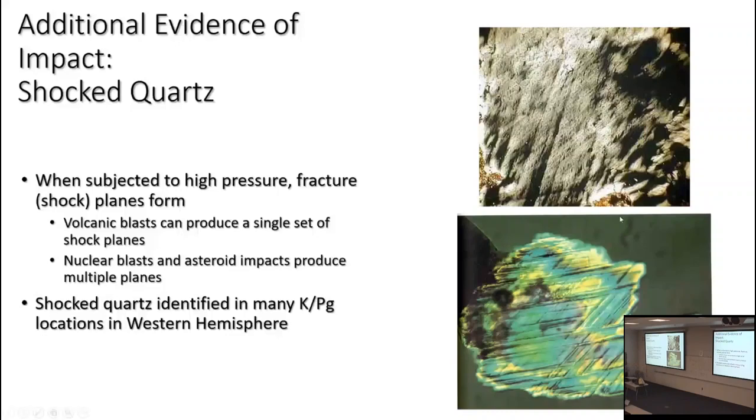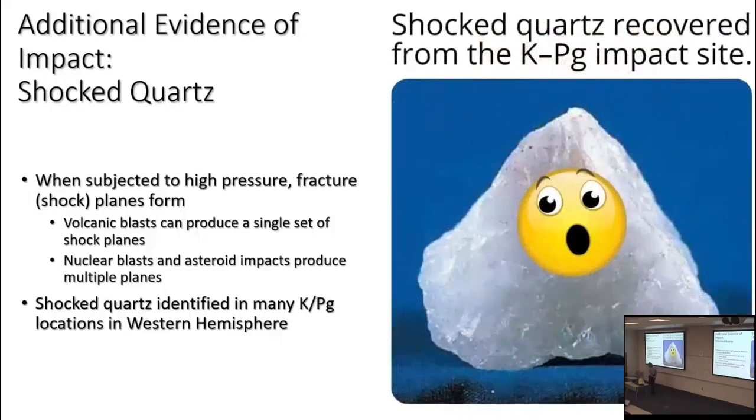And so these are microscopic views using different sorts of lights. This is normal light, polarized light, looking at quartz grains. You can see multiple planes of shock planes, multiple directions of shock planes in this quartz crystal here. You can see a sense of that down here, a set going that way, a set going that way, a set going that way. And these turned out to be pretty common in KPG boundary spots in the Western Hemisphere. And so here's some shocked quartz.